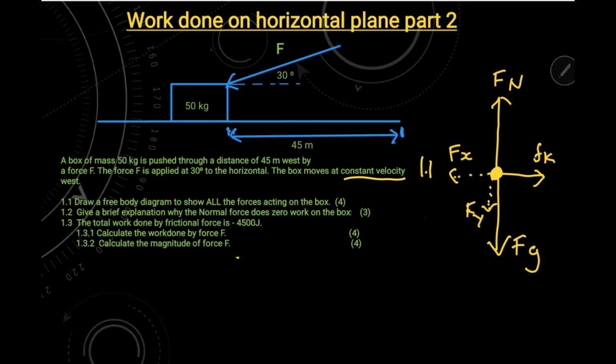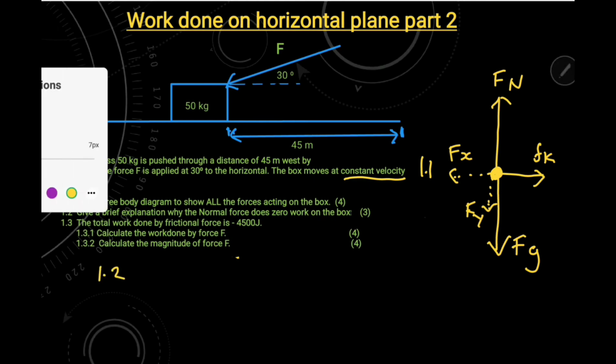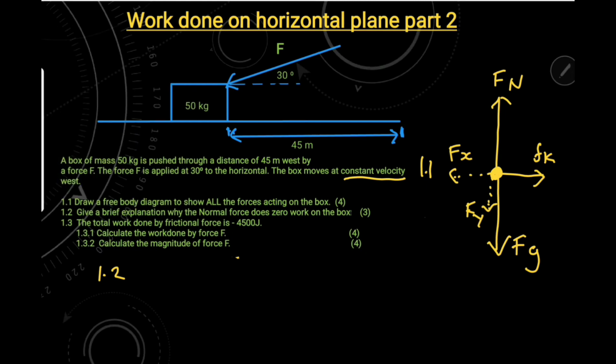1.2, give a brief explanation why the normal force does zero work. Guys, remember we said the direction of motion, make it the 0 degree direction. Measure the direction anti-clockwise. It means the weight is at 90 degrees. The frictional force always at 180 degrees. The normal force is at 270 degrees.